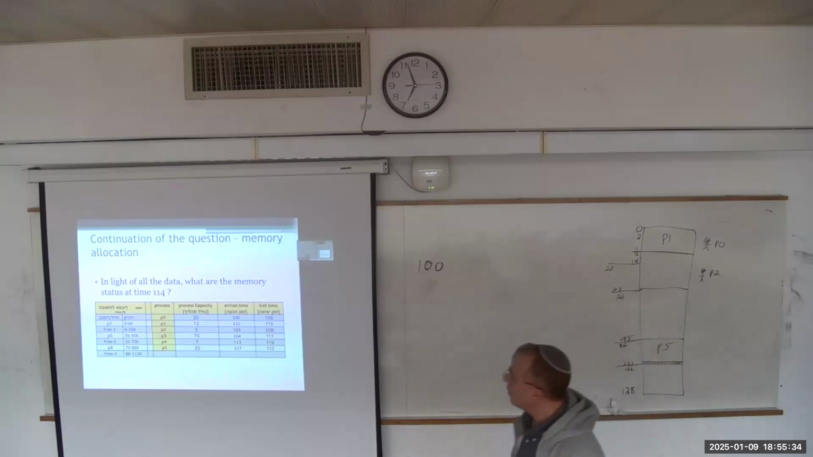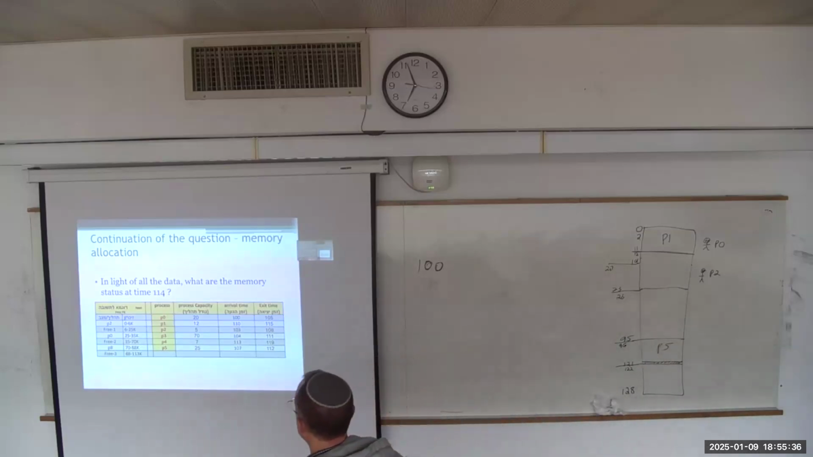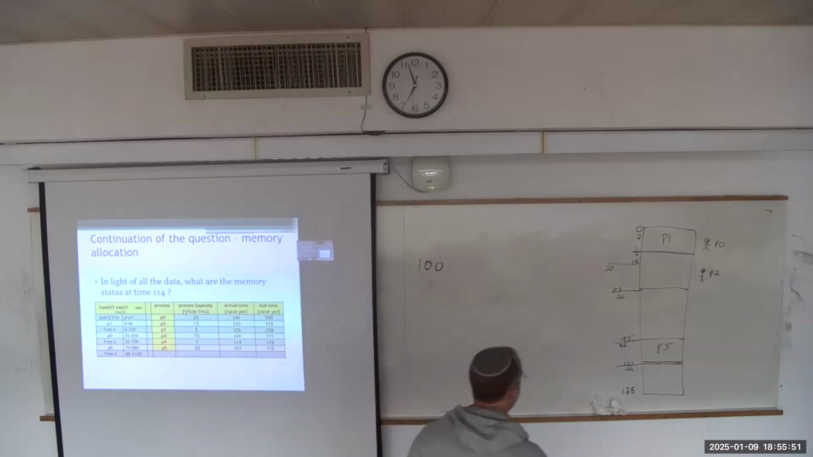Now P5 ends. Wait, where does P3 finish? There, P3 at 111. And now when does P5 end? I'm still waiting for P4. P4 comes in after, but P5 ends now at 112. P5 ends at 112. And then after that, P4 comes in. So P5 ends also.